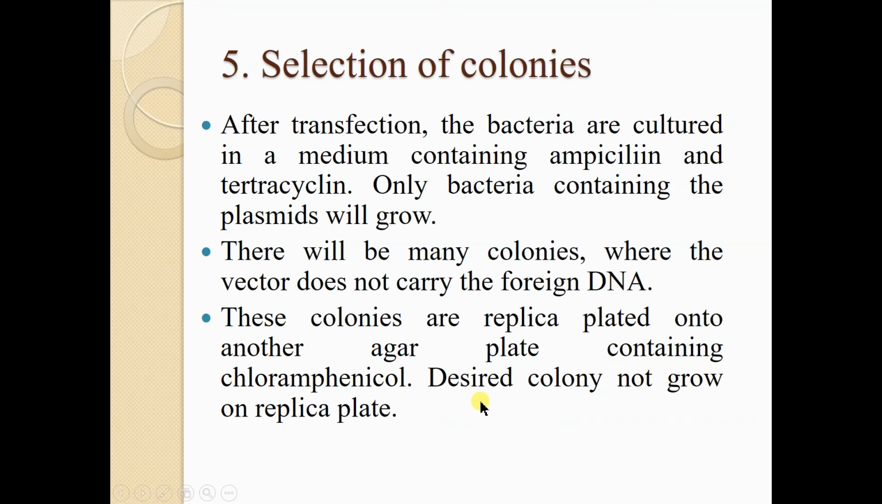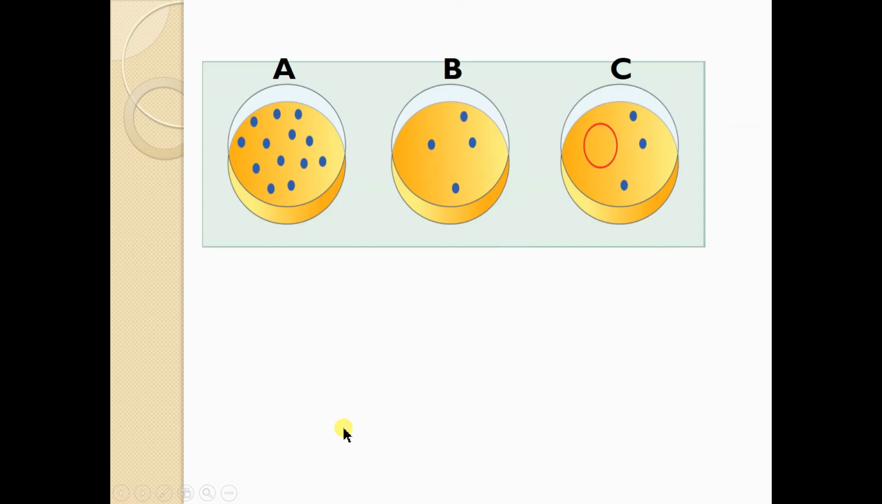Once we add this chloramphenicol, the bacteria which contain our desired colony will not grow on the replica plate, because as I have told you, the insertion of our DNA of interest into the plasmid leads to the insertional inactivation of the chloramphenicol resistance gene. So our colony of interest cannot grow on the replica plate. So these are the three possibilities.